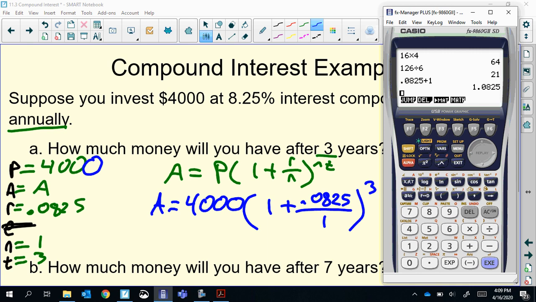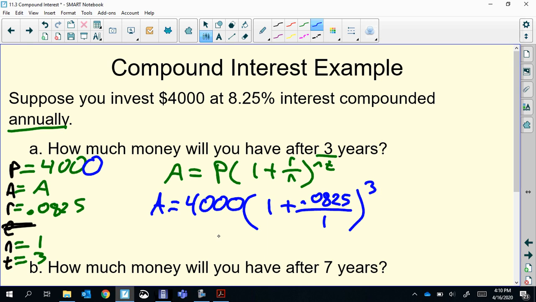So parentheses, then exponent to the 3, and then times, for multiplication, times 4,000. We end up with 5,073.92. So this is an investment, so this is good. You are earning money, and in 3 years you gained about $1,000, which is pretty great.